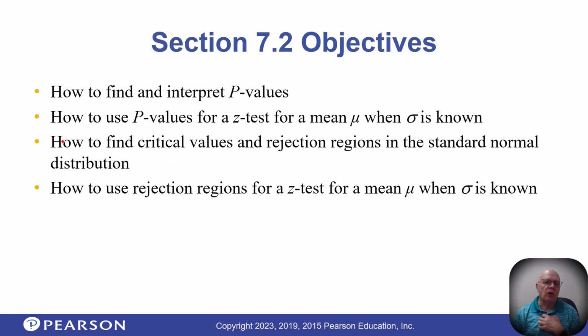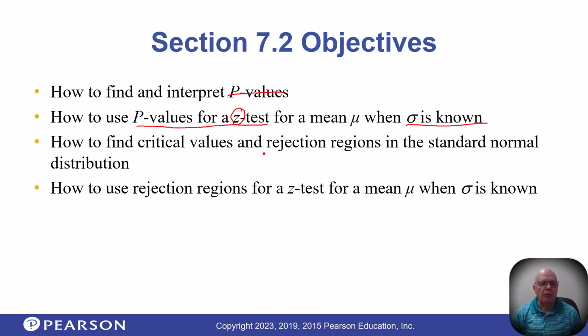These are what we're going to try to do. We're going to work with p-values. We're going to use p-values by themselves. We can use p-values for a z-test. Now we can use the z-test, by the way, only when this population standard deviation is known. So you have to keep that in mind, because in 7.3 we'll be talking about a similar thing, but when the population standard deviation sigma is not known.